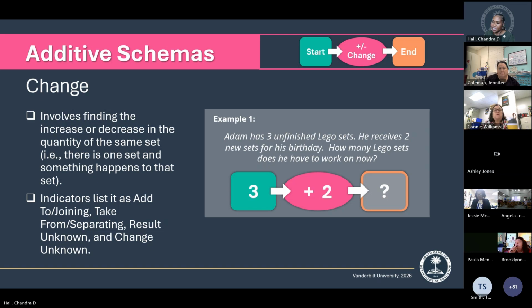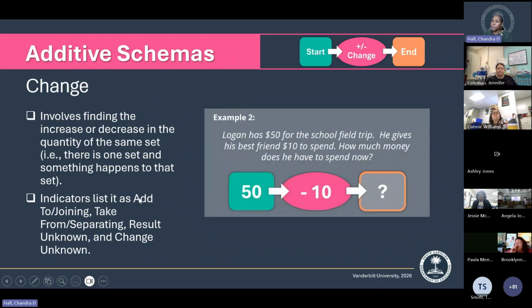Add 2. Add 2. All right. And my result is unknown, right? Good job. All right, let's look at another example.